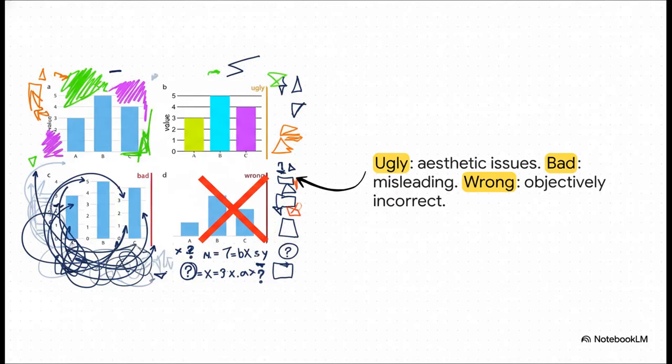And this is a fantastic framework. You've got ugly, it just looks bad, maybe the colors are terrible, but you can still kind of figure out the data. Then you have wrong, where the numbers are just incorrect, like a pie chart that adds up to 110%. But the most dangerous category, the one you really need to watch out for, is bad. A bad visualization uses correct data, but the design is actively misleading you or guiding you to the wrong conclusion.